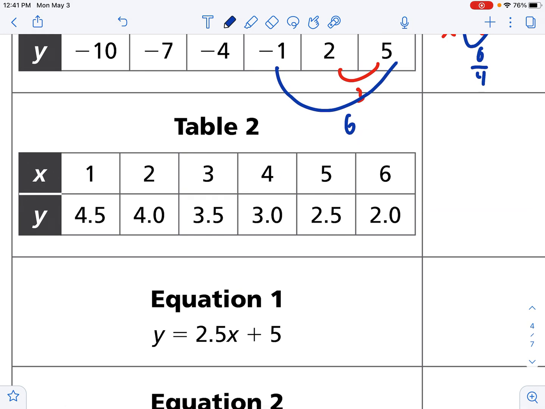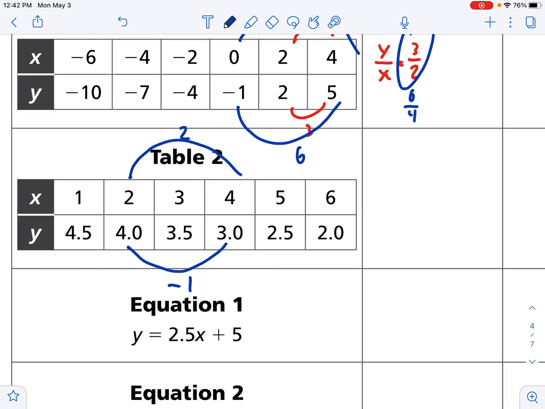Let's try it on this table one more time. I'm going to jump from here to here. So that changes positive 2. And then from 4 to 3, look at that. That's going down, so that's going to be negative, and it changes negative 1.